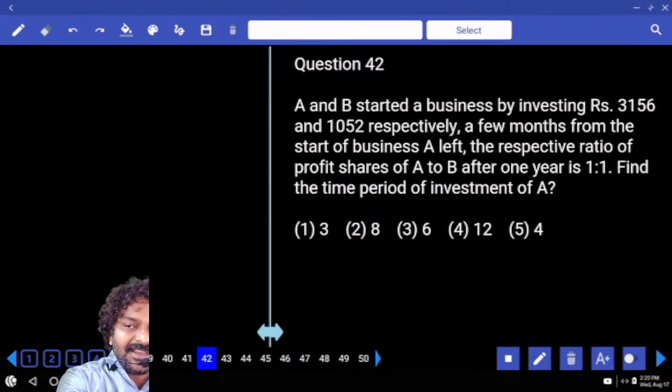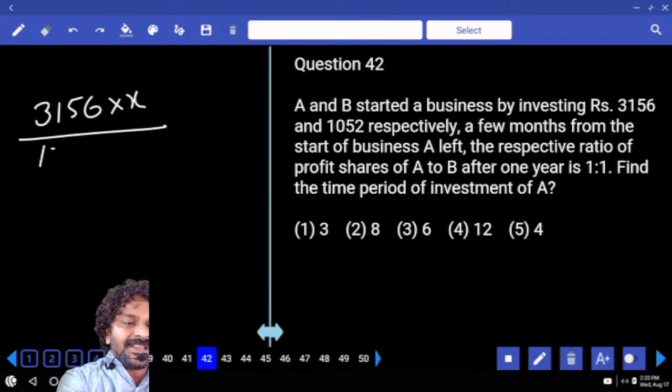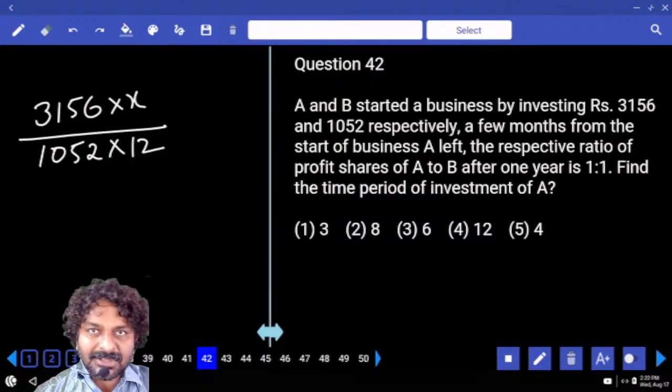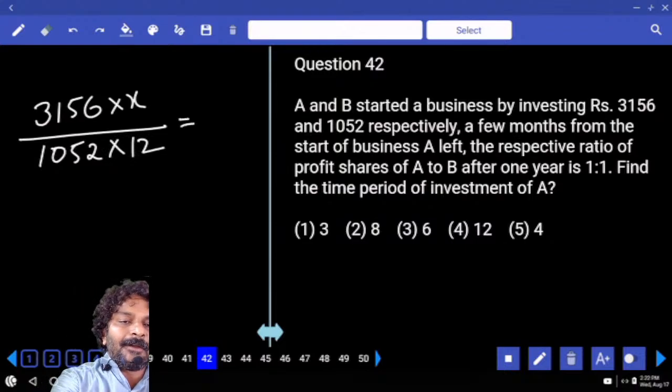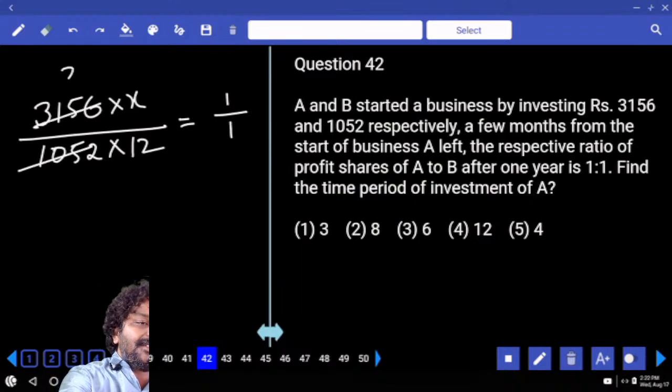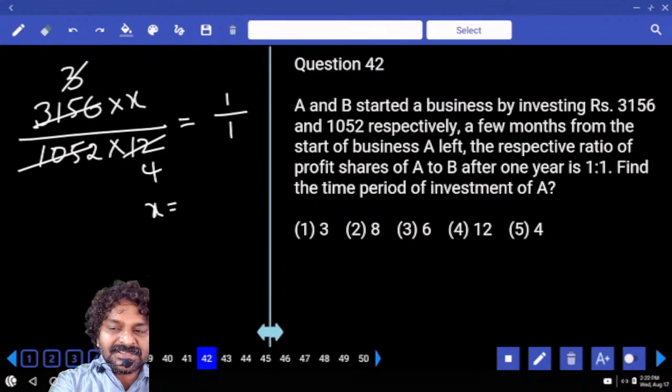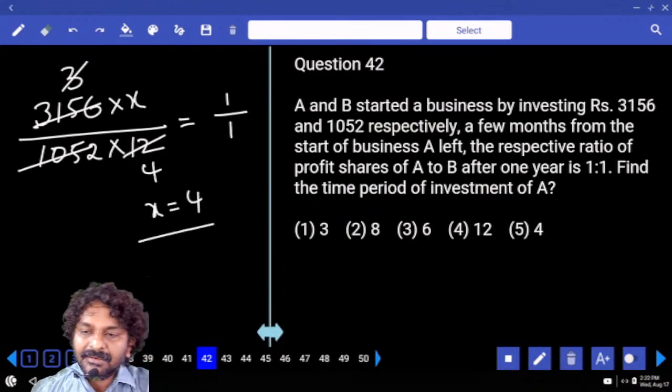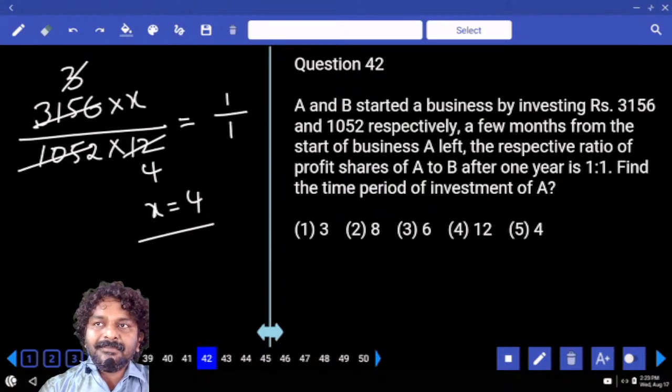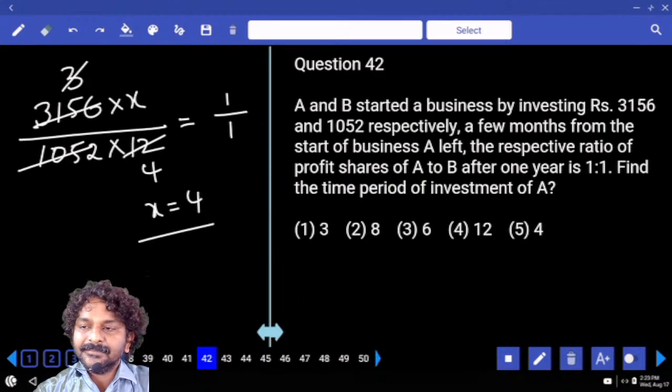So A invested 3156 for some time, and B invested 1052 for the total time, which is 12 months. And now the profit share is 1:1. 1052 exactly 3 times we have. 3 how many times? That means X is equal to, right. So X invested for how much time? And then left.